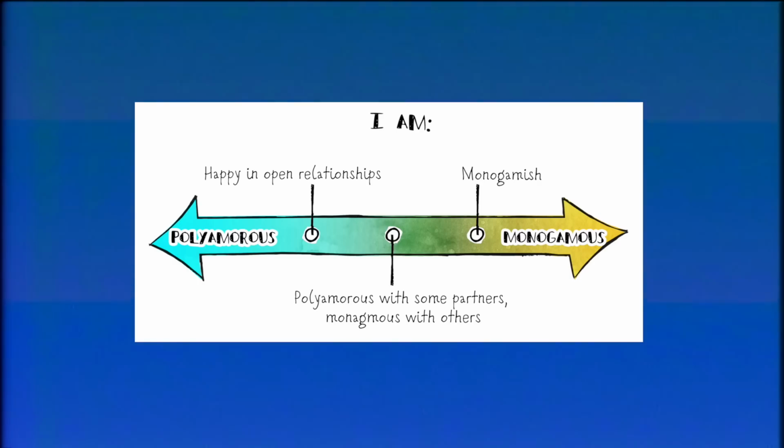You can also put how polyamorous or not you are on a spectrum. I feel like you could put it for you and your relationship too, because relationships could also be on a spectrum. That's super, super true. Yeah, like how comfortable you are together versus individually.